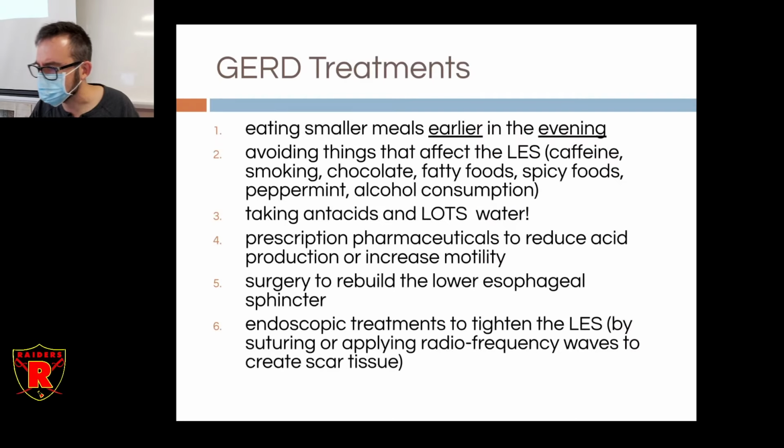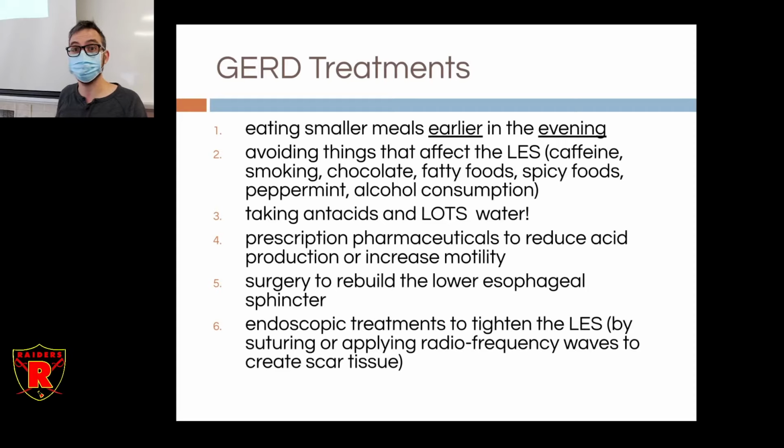I think I have some of these on the next page here. The main treatment for GERD, though, is just to try and prevent the stomach acid from refluxing. A good way to do that, and unfortunately I have this in my family as well, is to eat smaller meals. Put less stuff in your stomach. If you put less in, you're less likely to get reflux.